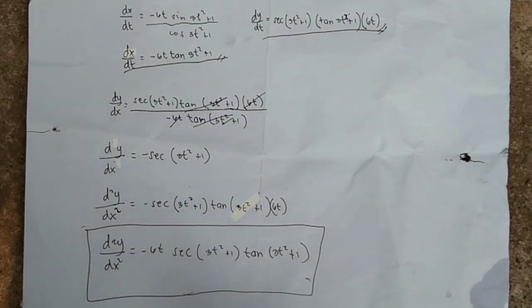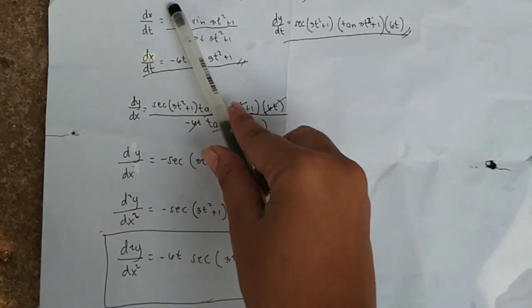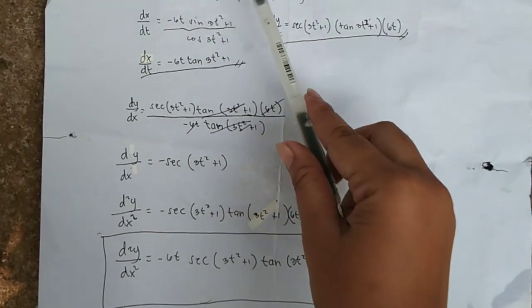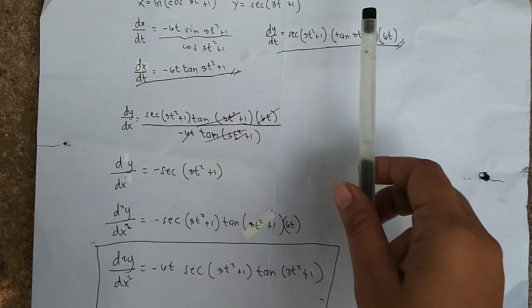So proceed to the last problem. We are given parametric equations. x is equal to ln cos of 3t squared plus 1. y is equal to sec of 3t squared plus 1.